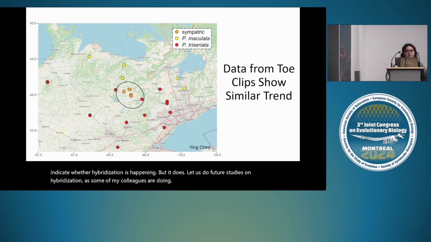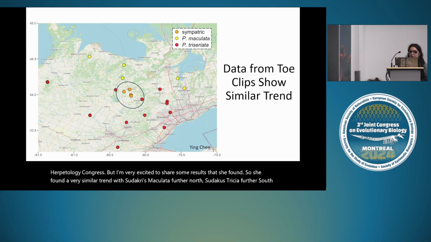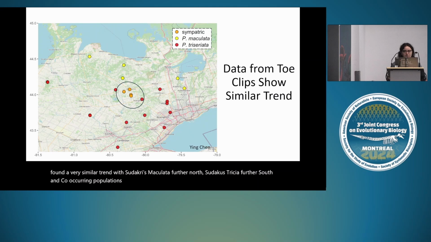And now these are results from tissue samples from my colleague Ying Chen, who's a co-author on this work. She could not be here today because she is on her way to Borneo for the World Herpetology Congress, but I'm very excited to share some results that she found. She found a very similar trend with Pseudacris maculata further north, Pseudacris triseriata further south, and co-occurring populations along the middle of that transect.